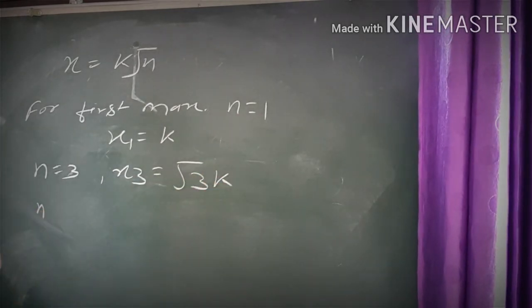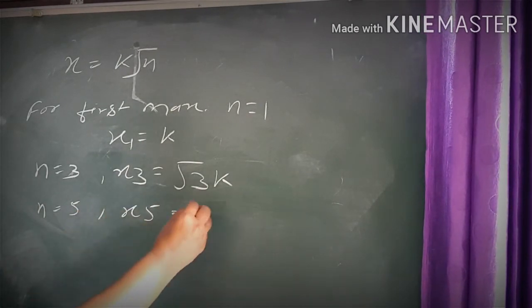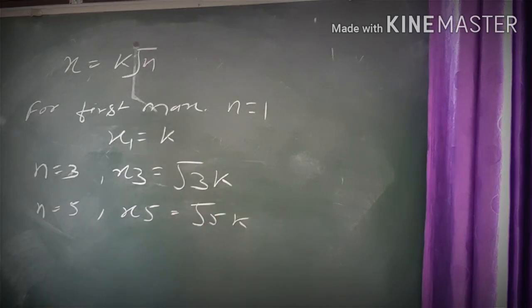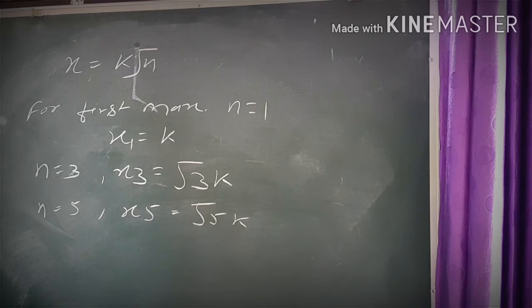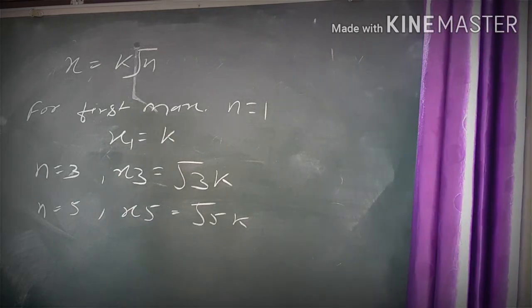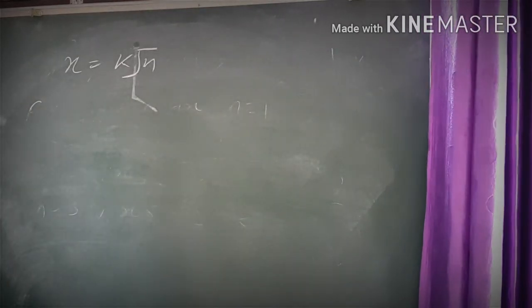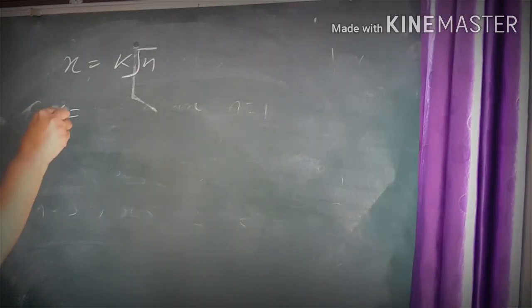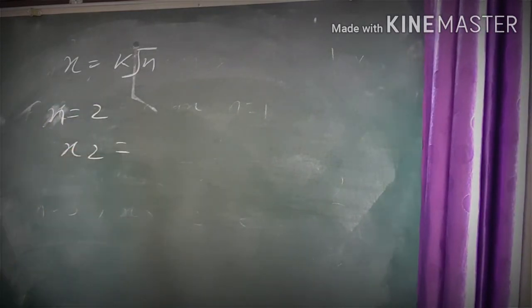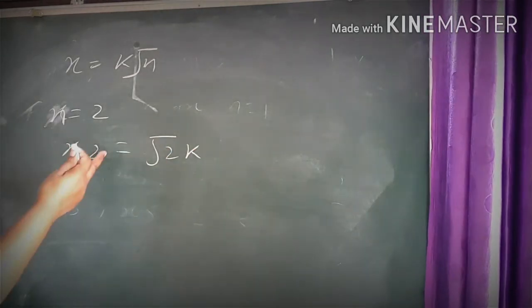For the next maxima, the third maxima, n is equal to 5, which means x5 is equal to square root of 5 k. We can see here the distance between consecutive bright bands goes on decreasing. Similarly, we can find the position for minima. For n is equal to 2, we have x2, the first minima. x2 is equal to square root of 2 k. This is the first minima.